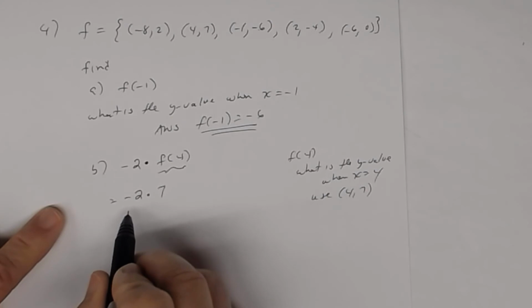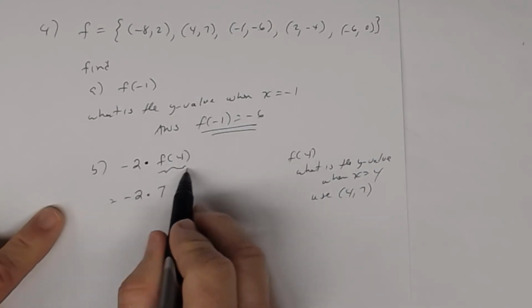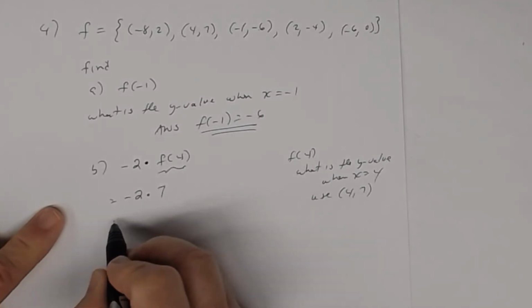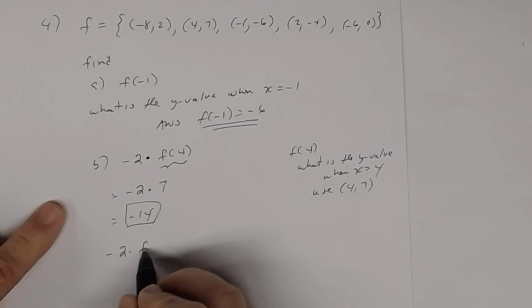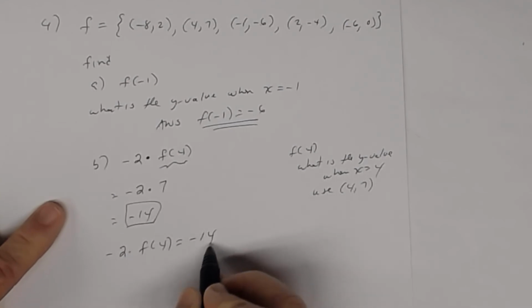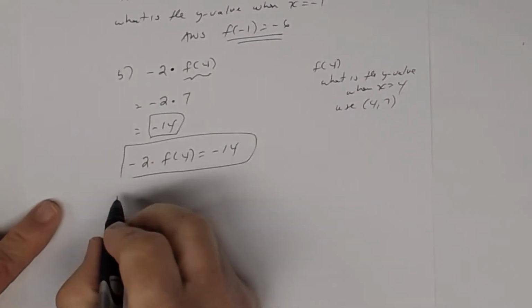Remember, f of 4 is 7, right? So that's my y value. When x is 4, my y value is 7. So negative 2 times 7 is negative 14. And there's your answer: negative 2 times f of 4 is equal to negative 14. So fairly simple, not difficult at all.